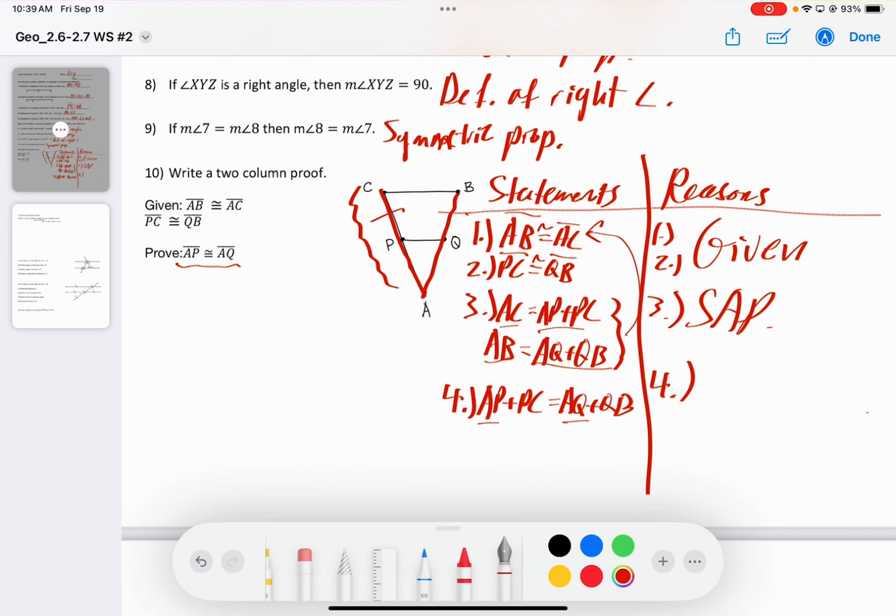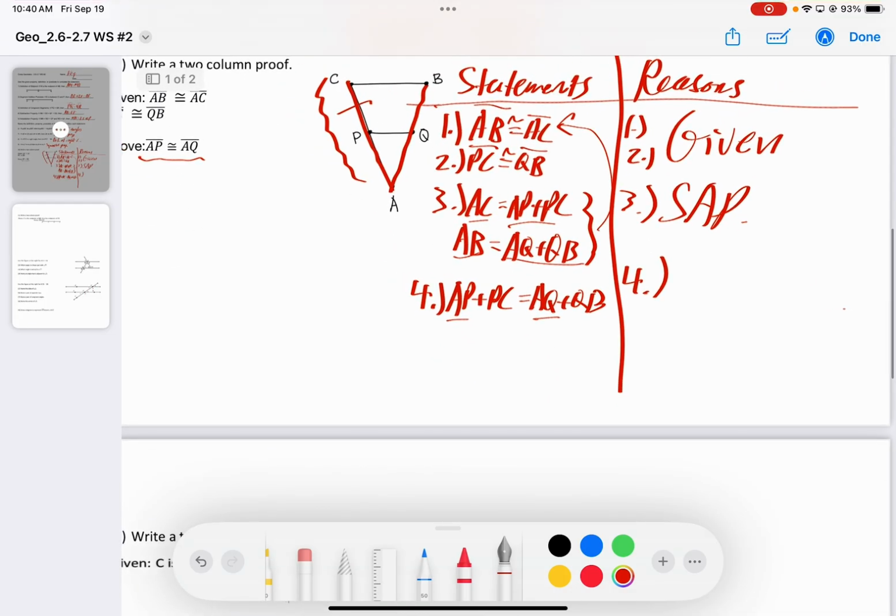I'm close, but what do I need to get rid of? PC and QB. What do you know about PC and QB? They're equal to each other. Since I know they're equal, I can substitute in one for the other, and then I would have both of them on either side of the equal sign, and then I can subtract them out using the subtraction property. So I would substitute in PC for QB. I'm going to put PC in where it says QB.